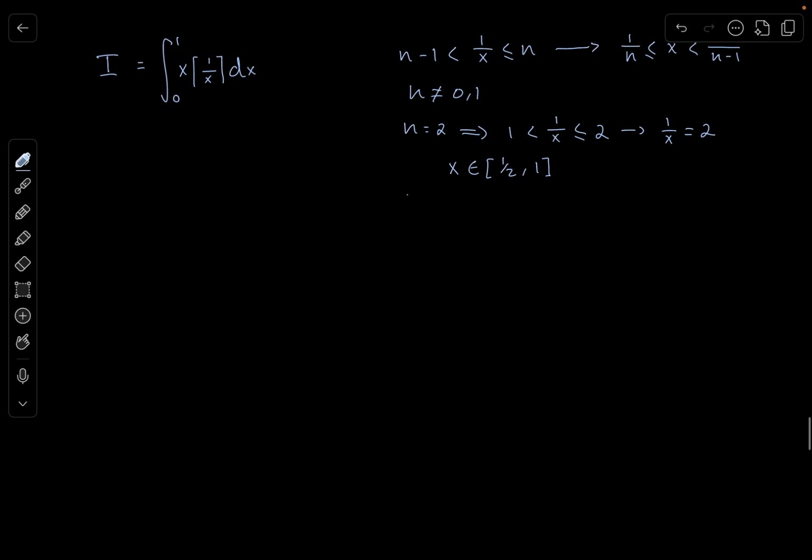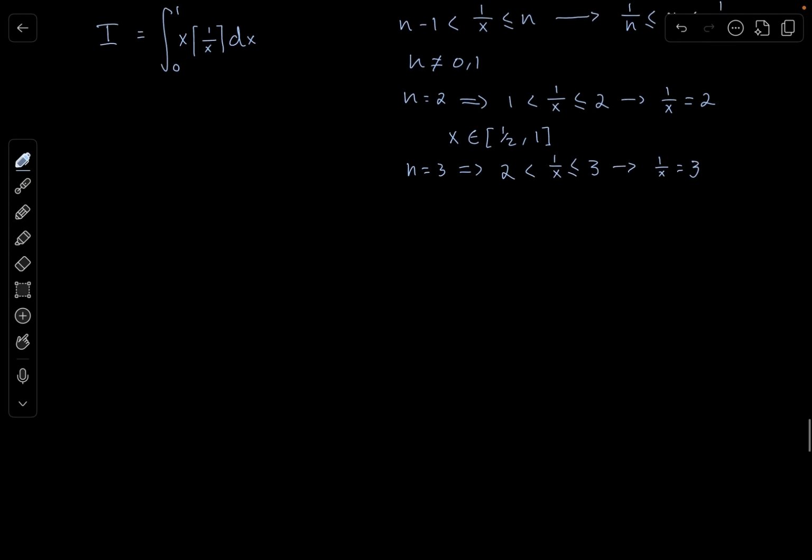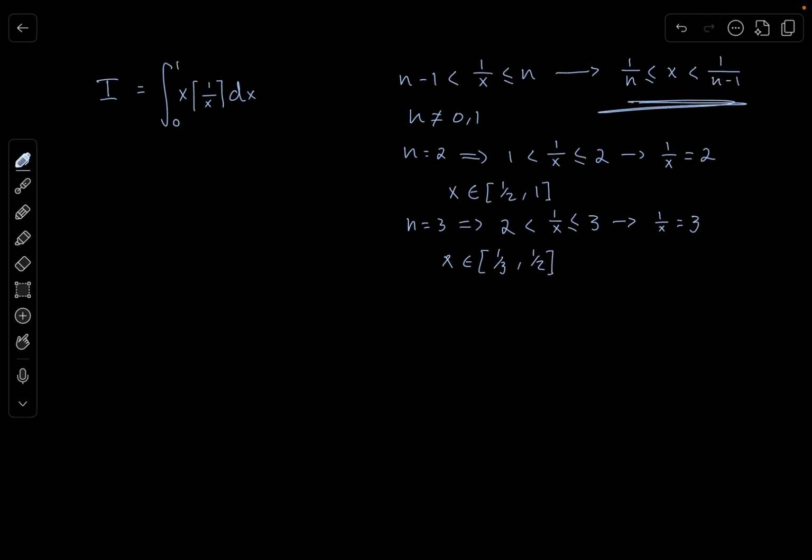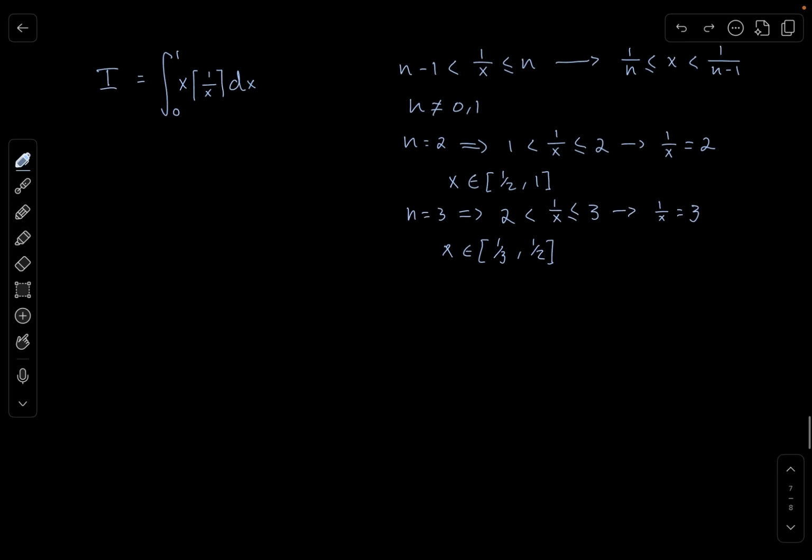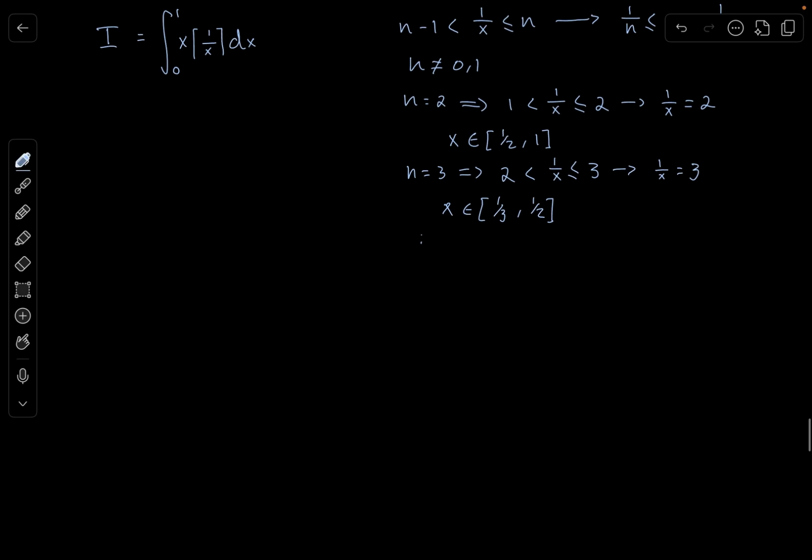So next, n equals 3, we get 2 is less than 1 over x is less than or equal to 3, which means that 1 over x is equal to 3. And this pattern, that also means that x is in 1/3 to 1/2, just based on this up here. Then this rule holds for all n.